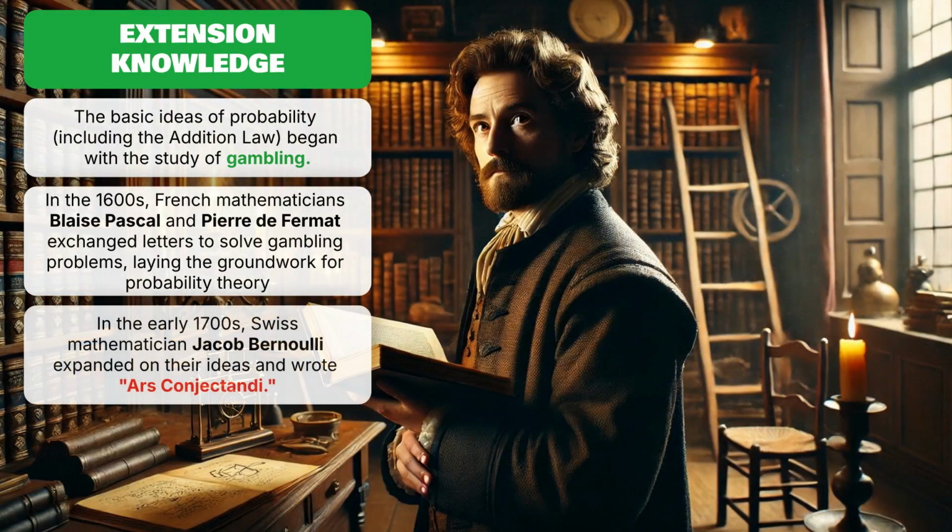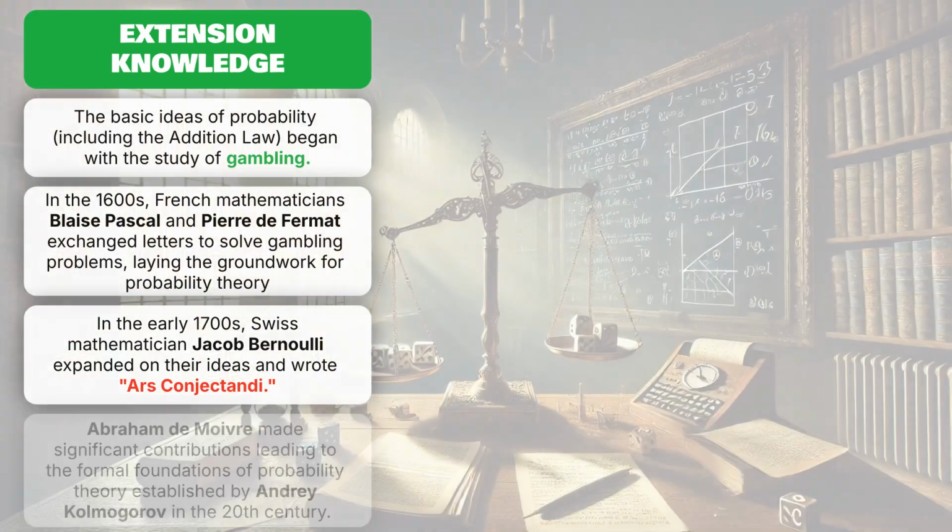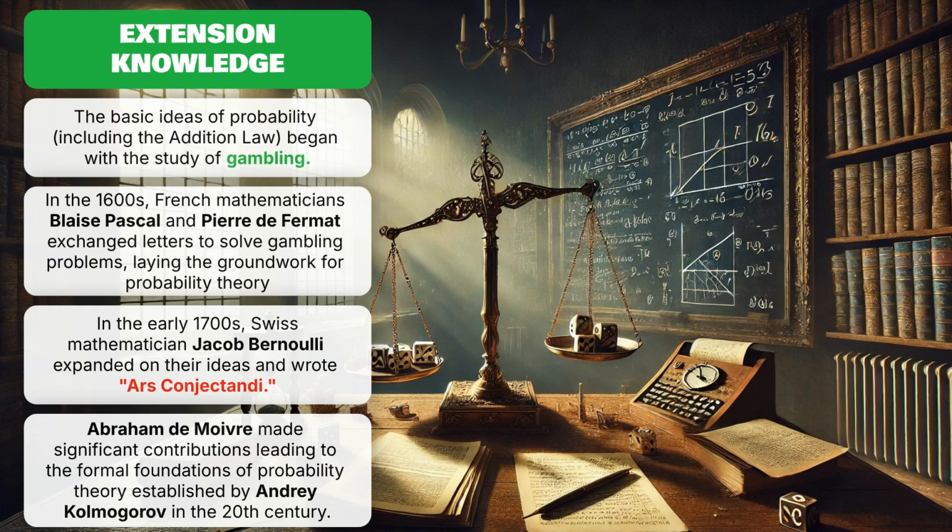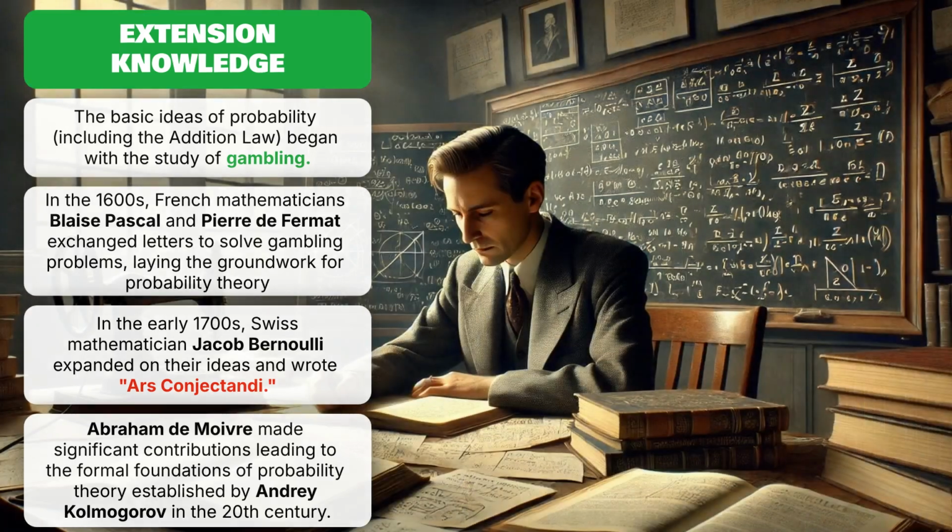In the early 1700s, Swiss mathematician Jacob Bernoulli expanded on their ideas and wrote Ars Conjectandi, which further developed the field. The study of probability continued to evolve, with mathematicians like Abraham de Moivre making significant contributions in the 18th century. This eventually led to the formal foundations of probability theory being established by Andrei Kolmogorov in the 20th century.